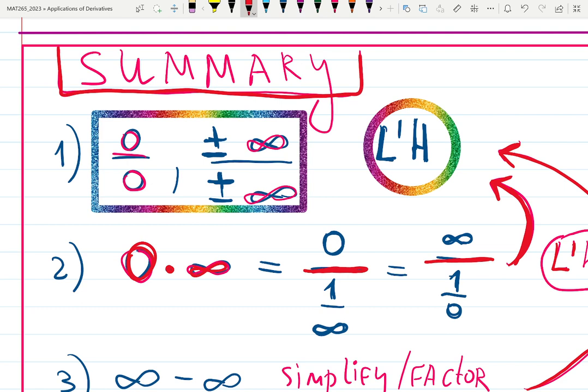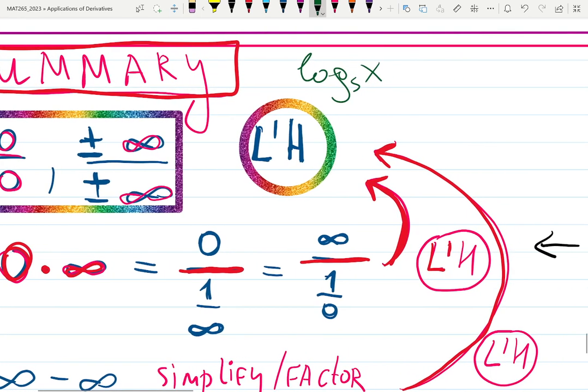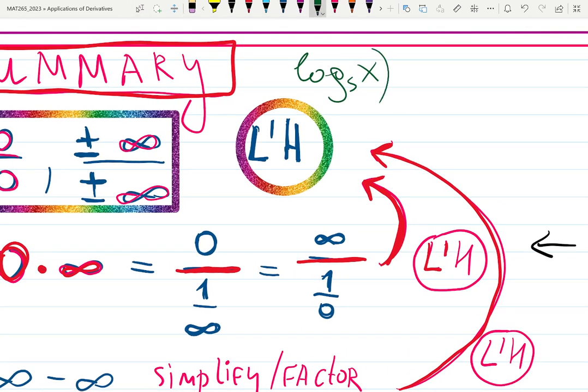It will be very good to do it on a test. Your job is to know derivatives because L'Hopital rule works with derivatives. For example, do you know what the derivative of log 5x is? Let's review that. What's the derivative of log 5x? 1 over x and 1 over natural log of the base.